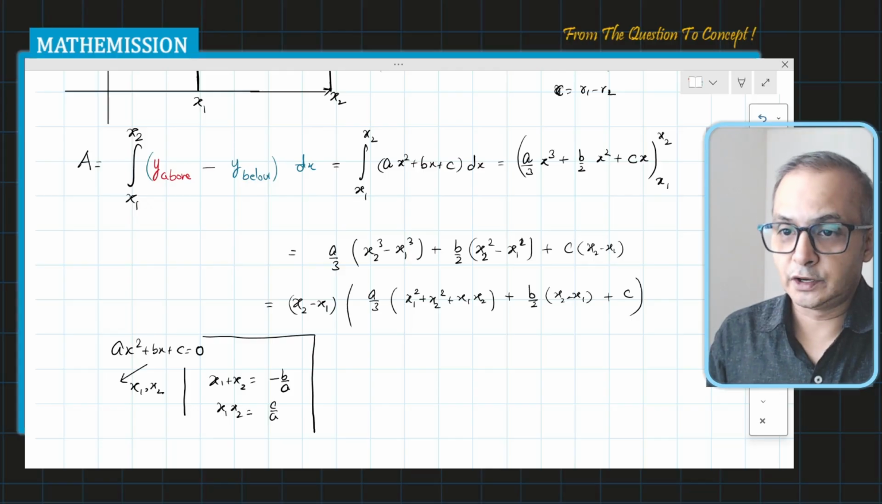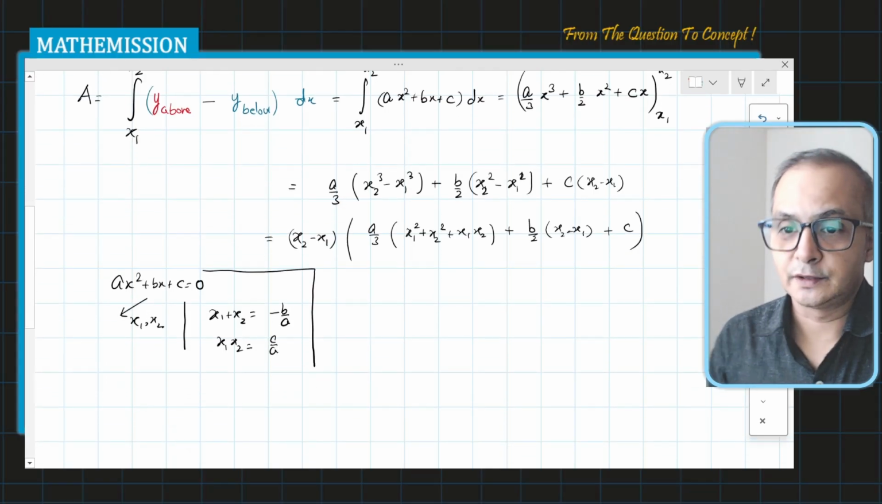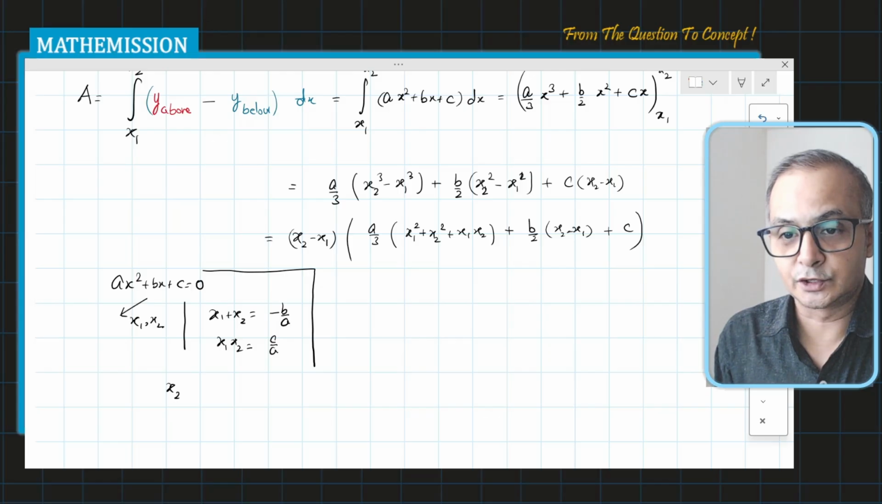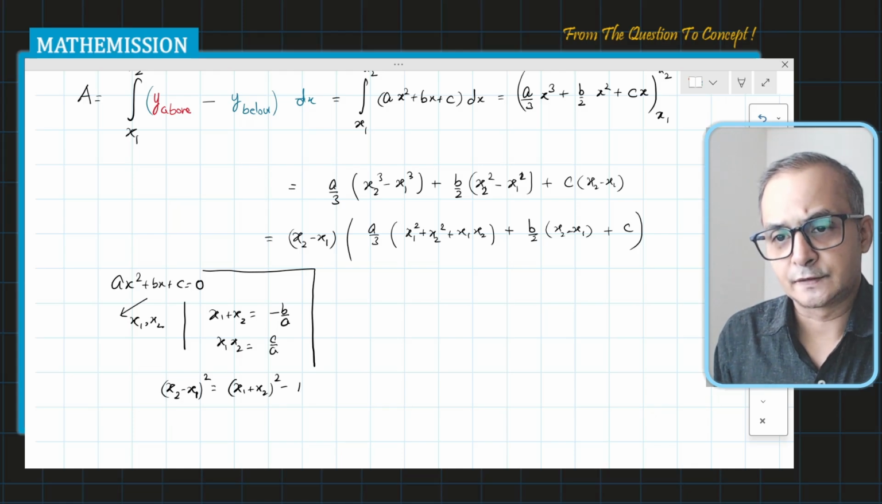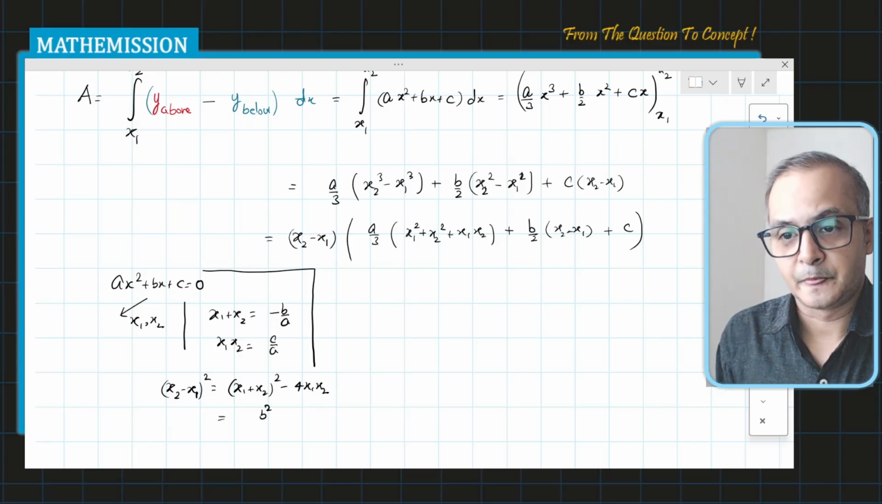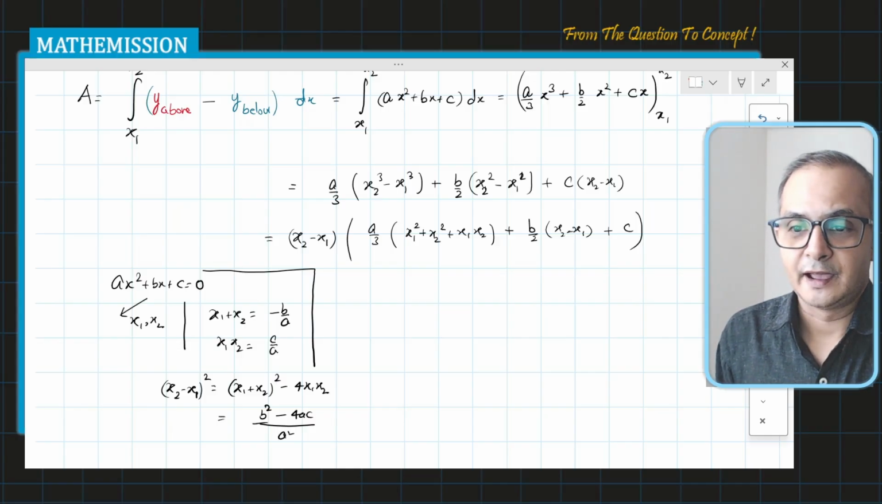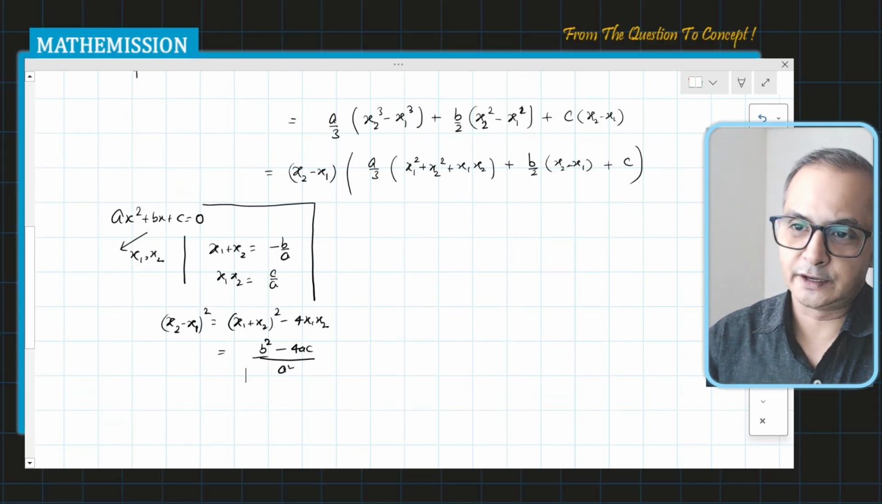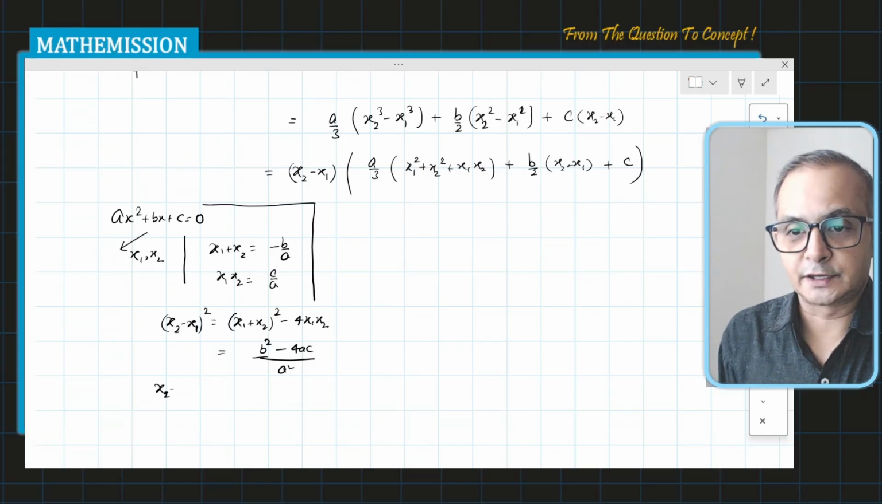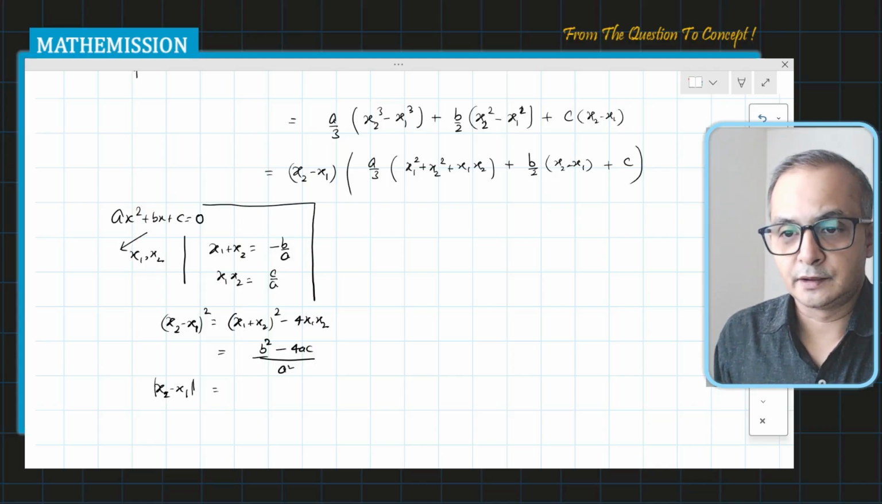So here you already know that x2 minus x1 is what? Let me just write it. You can see that x2 minus x1 the whole squared is what? x1 plus x2 the whole square minus 4 x1 x2. And so that is going to be b squared minus 4ac divided by a squared. And you know this kind of thing we have done in quadratics. So mod of x2 minus x1 is going to be square root of D by a.